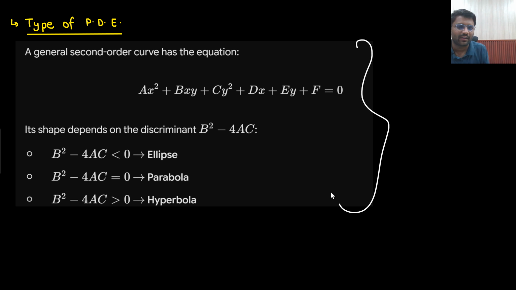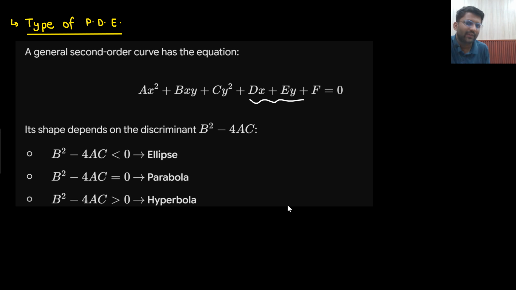But this we have already studied in our basics of calculus, right? This is not a partial differential equation. This is your simple equation. A general second order curve has this equation: ax square plus bxy plus cy square plus dx plus ey plus f. So let's ignore these. I told you, if b square minus 4ac equals 0, then it will be a parabola. If b square minus 4ac is less than 0, then it will be an ellipse. And if b square minus 4ac is greater than 0, then it will be a hyperbola. This is the general second order curve equation, right?